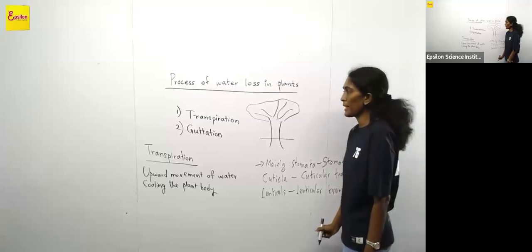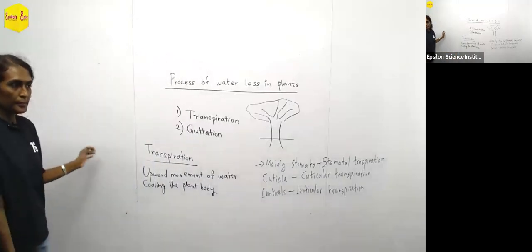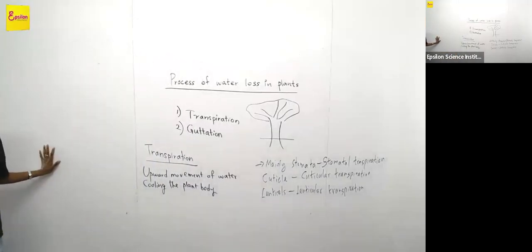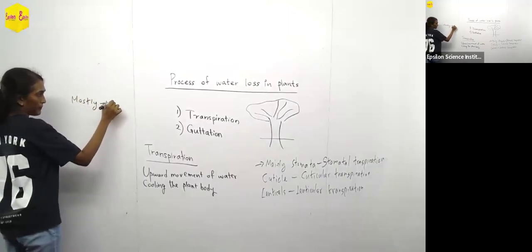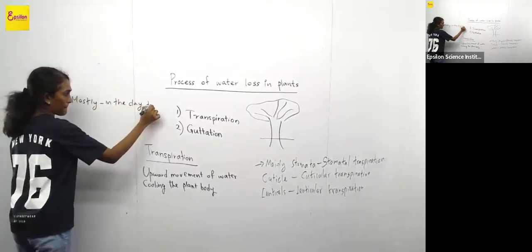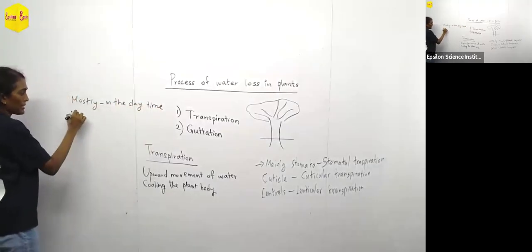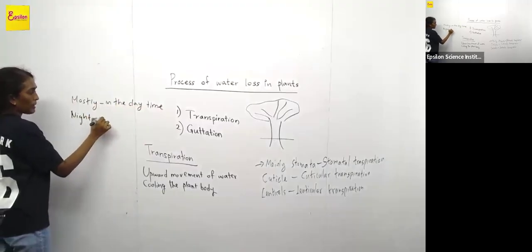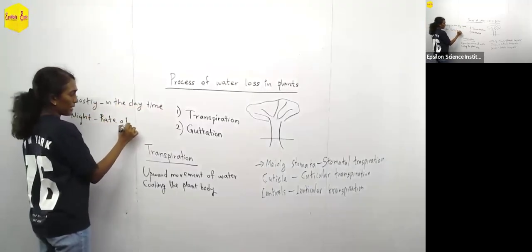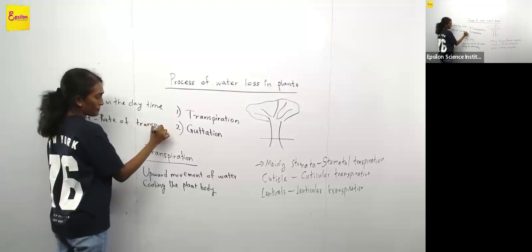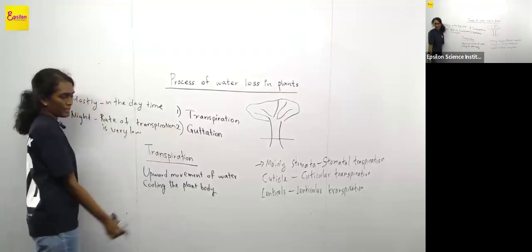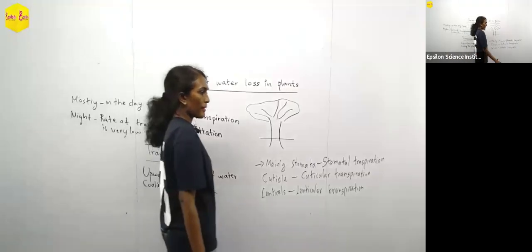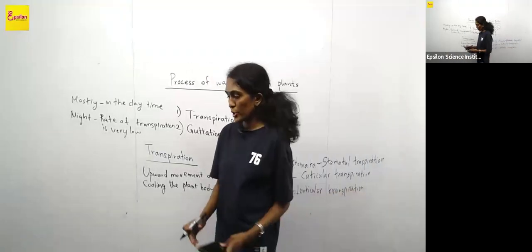Right. Can you tell me at what time of the day transpiration occurs? Daytime. Is it true? Day and night, both, transpiration is happening, but mostly in the daytime. At night it is also happening, but the rate of transpiration is very low. Understood? We can't say it's not happening, right? All right, let's write the definition of transpiration.